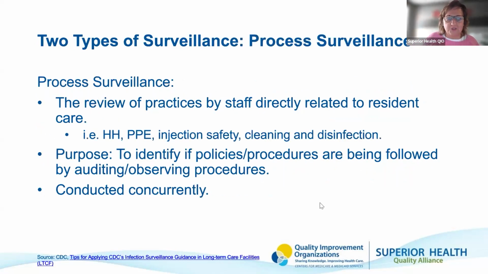There's process surveillance, which is the review of processes or practices by staff directly related to resident care. The purpose of this type of surveillance is to identify if our policies and procedures are being followed, if they're effective, and we do that by auditing and observing how staff perform our policies and procedures, and they're conducted concurrently.